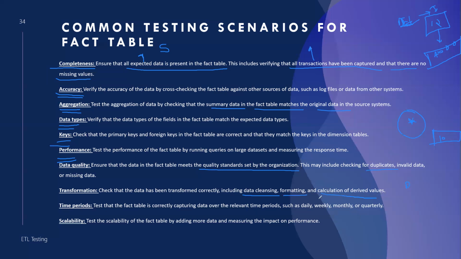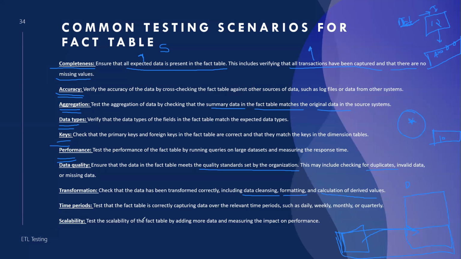Time period. Since you are capturing the incremental load, you should see the data is updated as soon as it is updated in the source system. So if the source system received a new file of data, all the transactions in that file should be loaded into the fact table also. So you need to verify this delta record. Delta means the new records or the updated values.